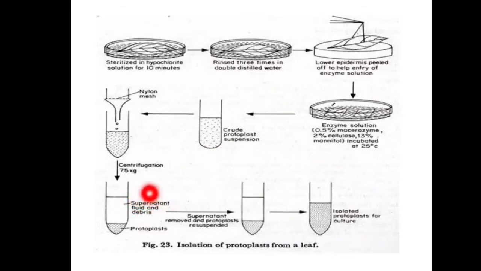So after centrifuging, the protoplasts remain at the bottom of the test tube, and we remove the supernatant by using the pipette, while the protoplasts remain at the base of the tube. Then the isolated protoplasts are resuspended in the culture medium, and the process is repeated 3 times. Finally the protoplasts are ready to culture.